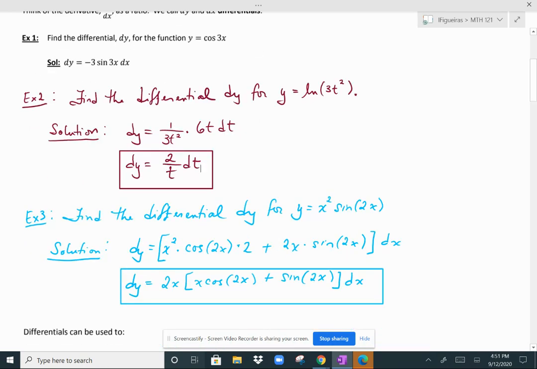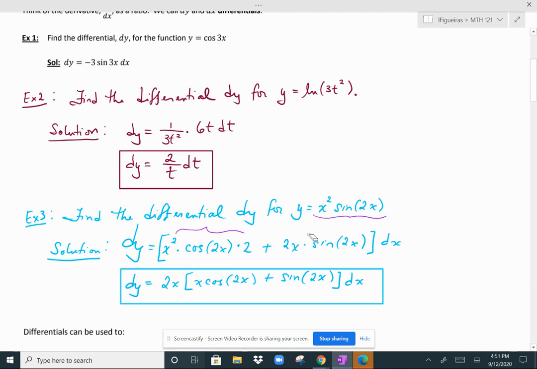All right, let's try another one. We want to find the differential dy for y equal to x squared sine of 2x. So I have dy on the left, dx on the right. But on the right side, I have to apply product rule. And within product rule, I have chain rule because sine of 2x is a composite. So here we have f g prime plus f prime g.